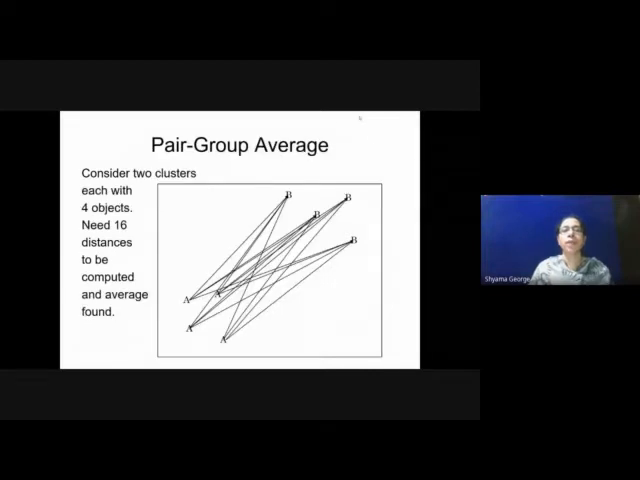This is the pair group average method, in which we find all the pairwise distances, and then we take the sum of all the pairwise distances, then divide by the total number of distances. That is, if there are p objects in one group and n objects in another group, there will be a total of p into n measures. So we divide the sum by the product of p and n.